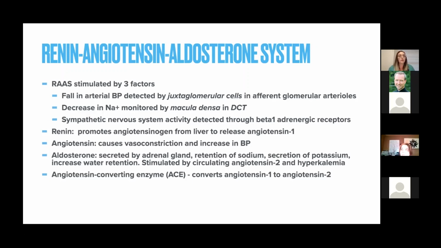Okay. So again, renin is a hormone made by the kidney to help with blood pressure. And this is going to act on angiotensinogen, which is made by the liver, to release angiotensin 1. Okay. Angiotensin itself causes vasoconstriction and an increase in blood pressure.